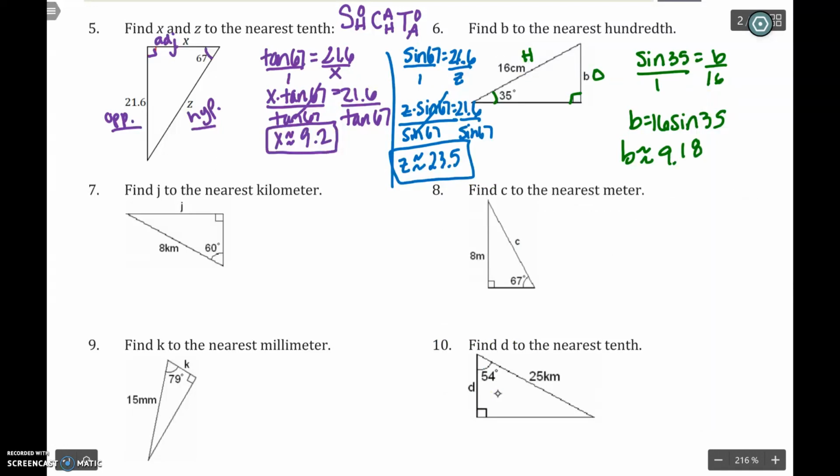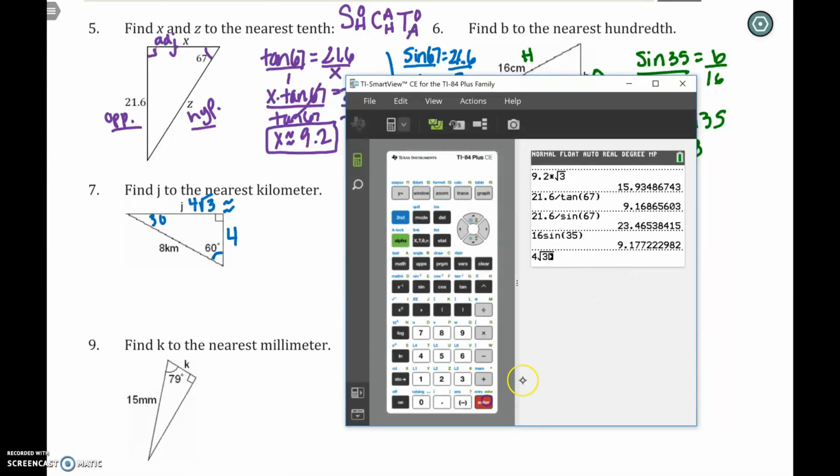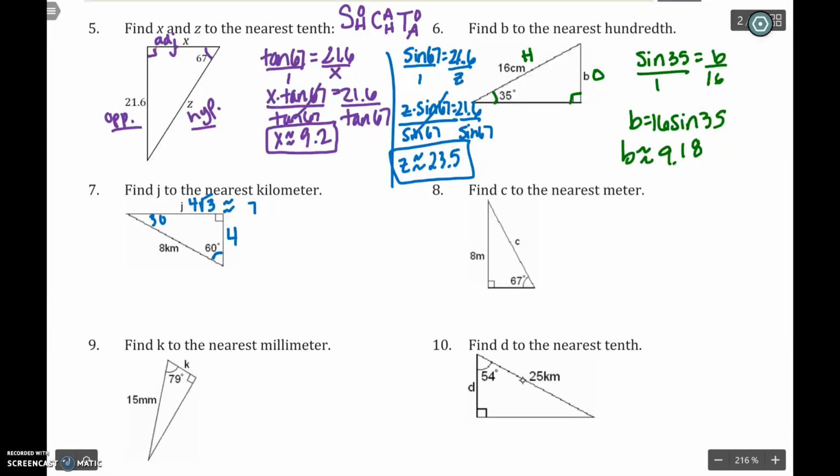Okay, for number 7, the angle is 60. You can use a 30, 60, 90 if you would like for this. The hypotenuse is 8. That makes the short side 4, which makes j 4 radical 3. And you can round from there, making it 6.9, which would be 7 to the nearest kilometer.